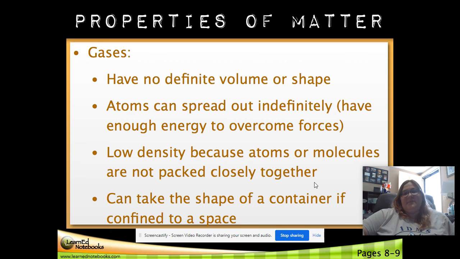And they can take the shape of a container if confined to a space. Balloons have a specific shape. They take that shape when the gas is pumped into it.